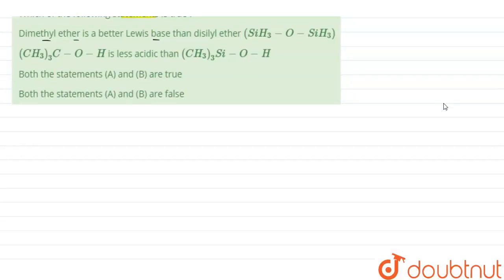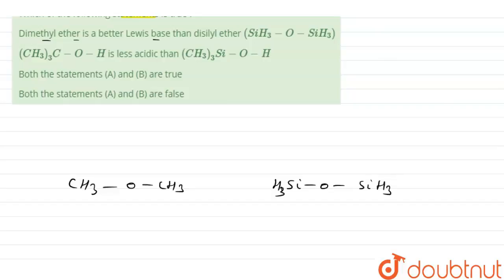Okay, so let's see. First of all, we have dimethyl ether. Dimethyl ether means we have CH3OCH3. This is our dimethyl ether. Now we have disilyl ether. Disilyl ether is SiH3, oxygen and SiH3. So this is disilyl ether.